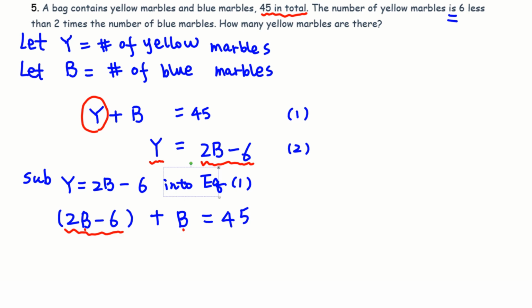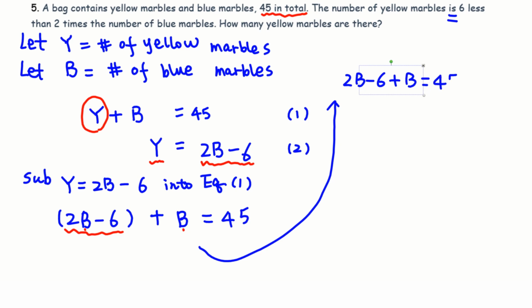So we drop the bracket, then we are going to have 2b minus 6 plus b equals 45. Then we can collect the like terms. Same variable, same degree, they are like terms. Then we move the negative 6 to the other side by doing the opposite operation. 2b plus 1b gives you 3b. 45 plus 6 is 51. In order to solve for b, we move the 3 to the other side by doing the opposite operation. So b is 17.